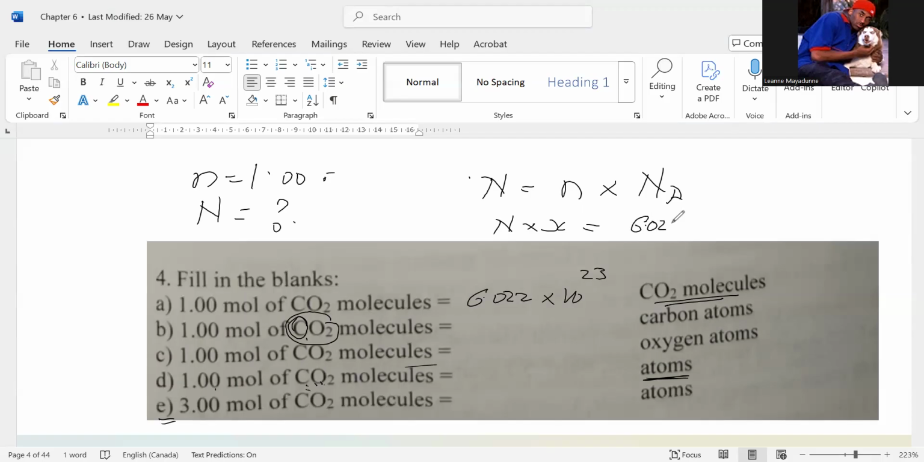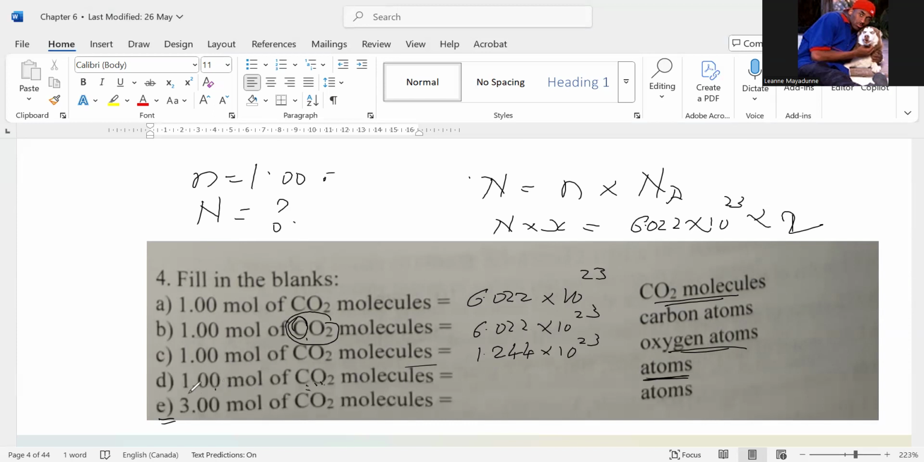So 6.022 into 10 raised to 23 multiplied by 1, so it is again 6.022 into 10 raised to 23. Here it is asking oxygen atoms in 1 mole. So now the formula would be multiplied by 2. So it would be 1.244 into 10 raised to 23. Correct? Yeah, that makes sense.